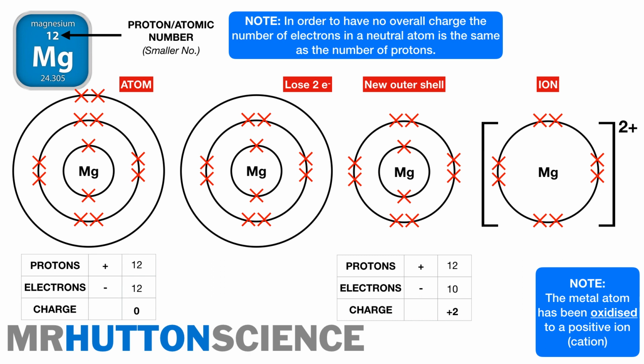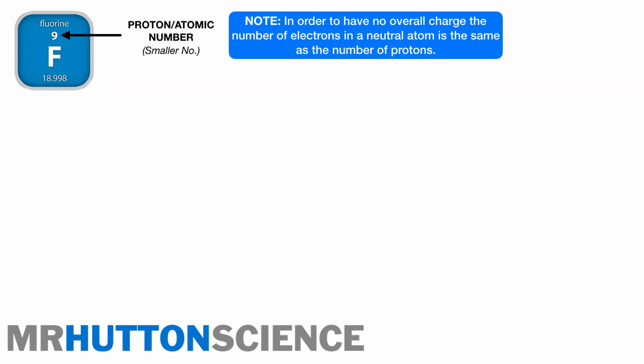Right, so we've been looking at metals. Let's have a look at non-metals then and see if that's any different. Okay, here we are, fluorine. Most reactive element in the periodic table, right at the top right there. Fluorine in group 7, halogen.